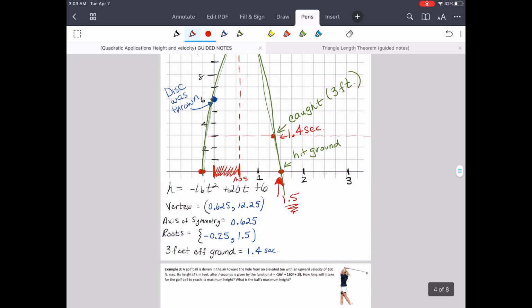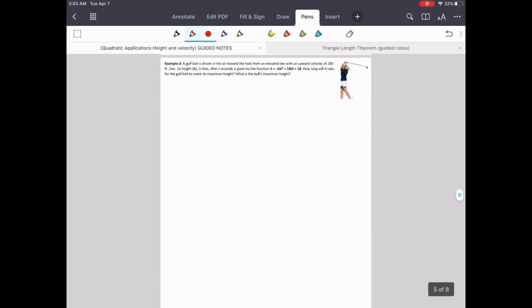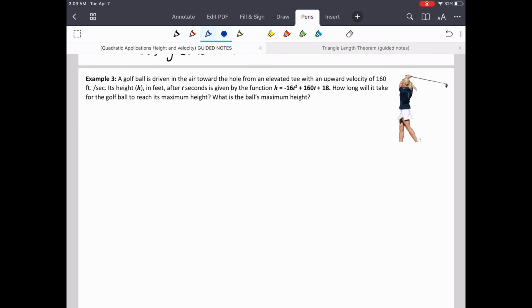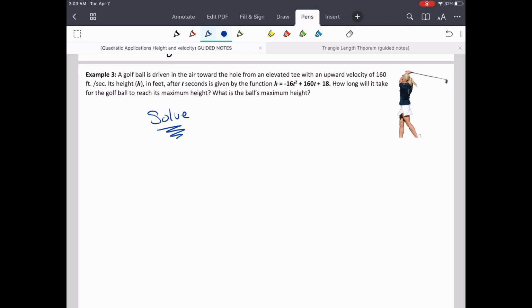Now, you guys, for your assignment, I want you to go ahead and solve example 3. That is all you're going to have to do, is figure out example 3. It says a golf ball is driven in the air towards the hole from an elevated tee with an upward velocity of 160 feet per second. Its height, h, in feet after t seconds is given by the function h equals -16t squared plus 160t plus 18.